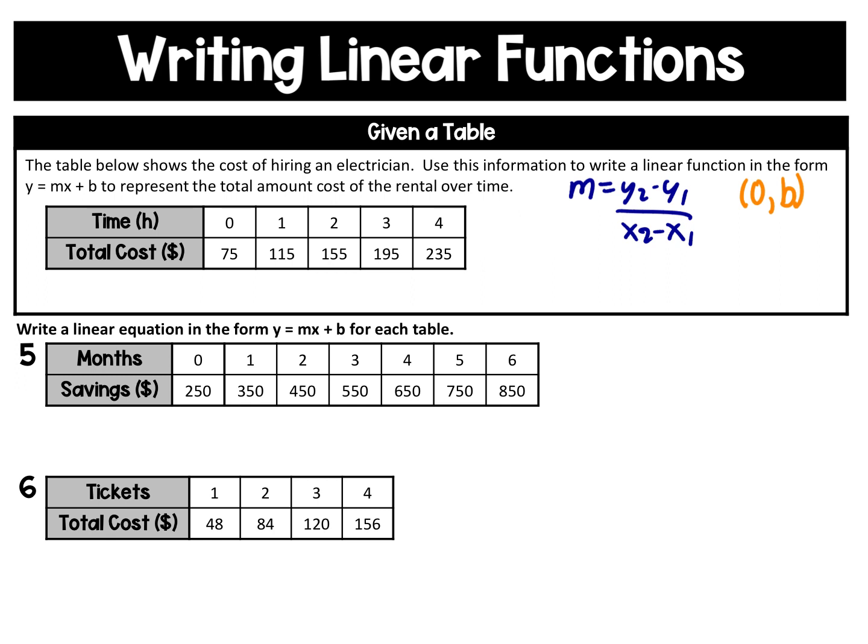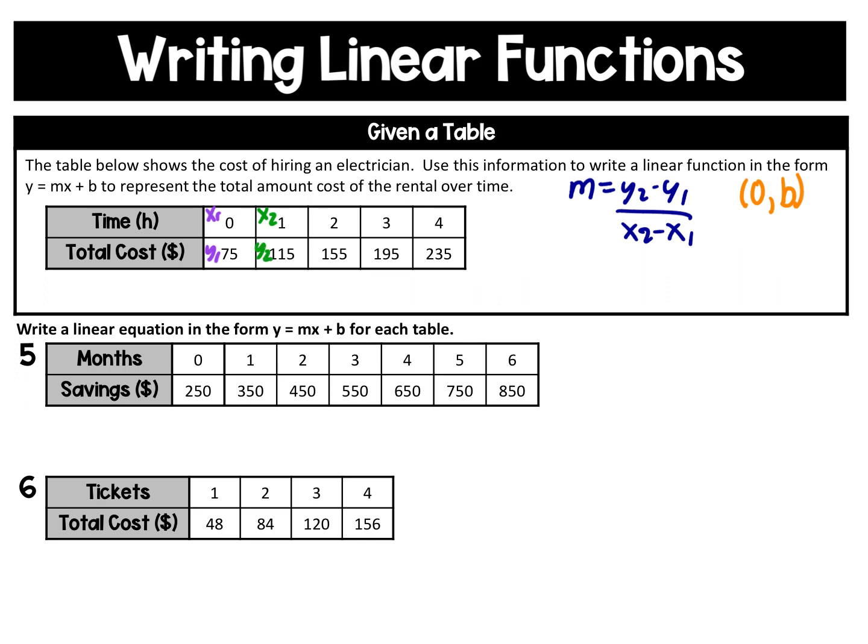The table below shows the cost of hiring an electrician. Use this information to write a linear function in the form y equals mx plus b to represent the total cost of the rental over time. First things first, let's figure out 2 points from our table. I'm going to use (0, 75) and (1, 115), but you can choose 2 different points if you wish.